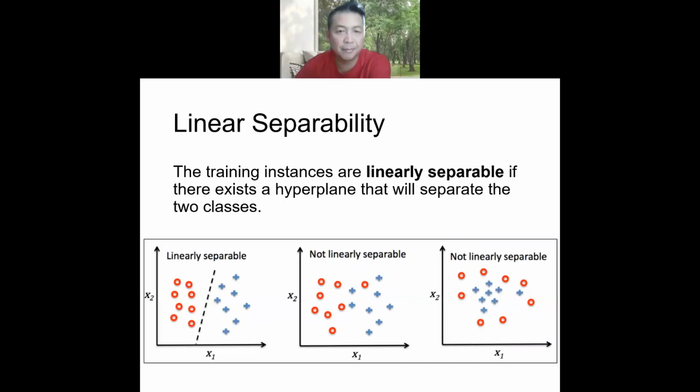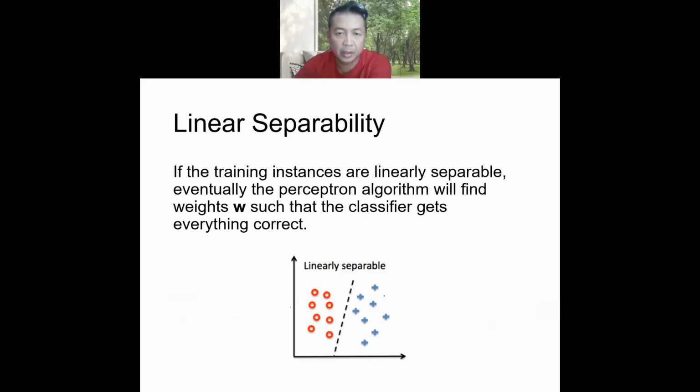Yeah. Okay, so for this one, the next two are not linearly separable. We cannot draw a line to separate them. In this case, we need more models to separate them, like what we had in the previous lecture. So this is linearly separable.